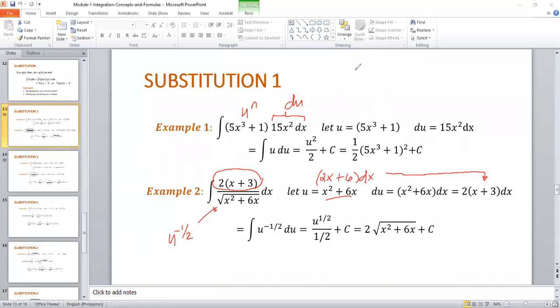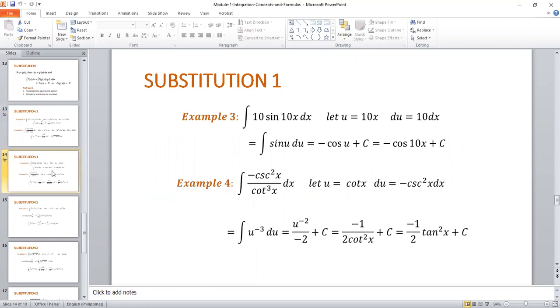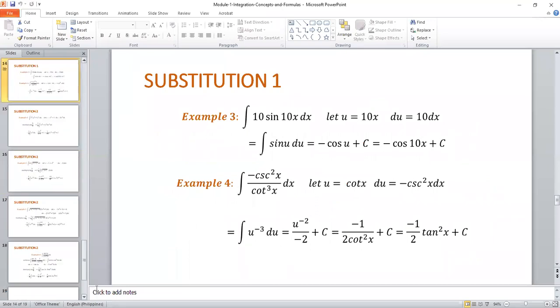Okay, so I will clear now my marking. So we go to the next slide. We have more here. This time, we will not limit ourselves to just the x and y variables, but we'll have here a trigonometric function. So this is your sine 10x dx with a constant of 10 here.